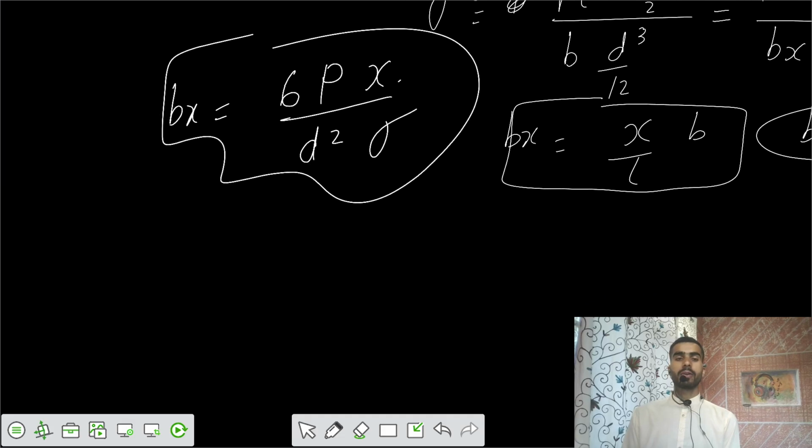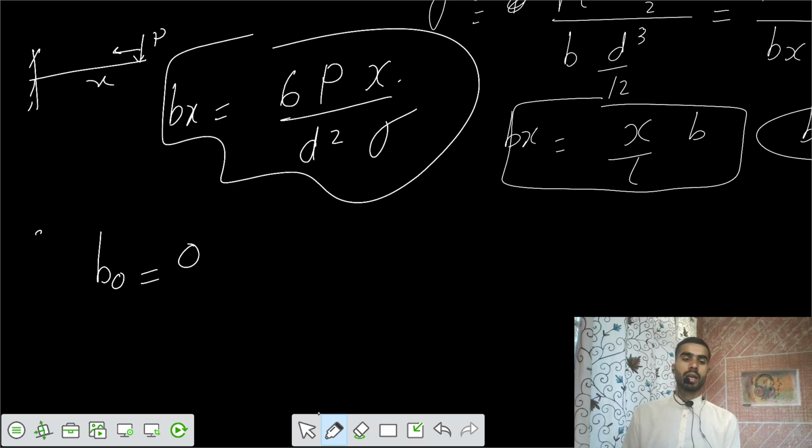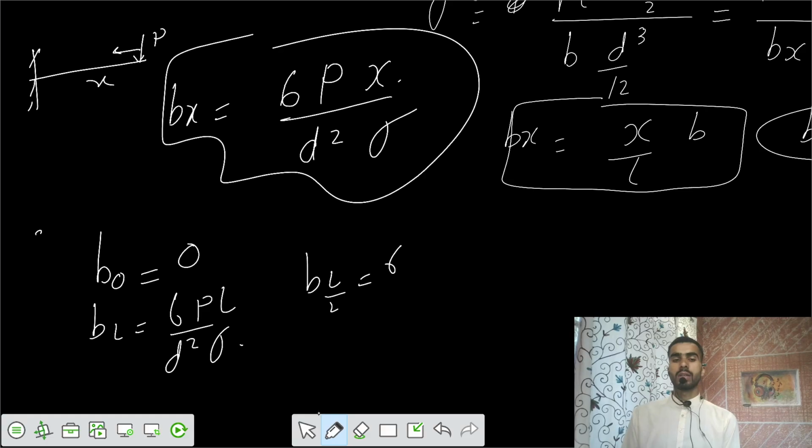Similarly, if you want to find what the value of width should be at x equals 0, let's say this is the beam. At x equals 0, b equals 0, and b at x equals L equals 6 P L by d square sigma, and b at L by 2 equals 3 P L by d square sigma. That means it's a linear function.